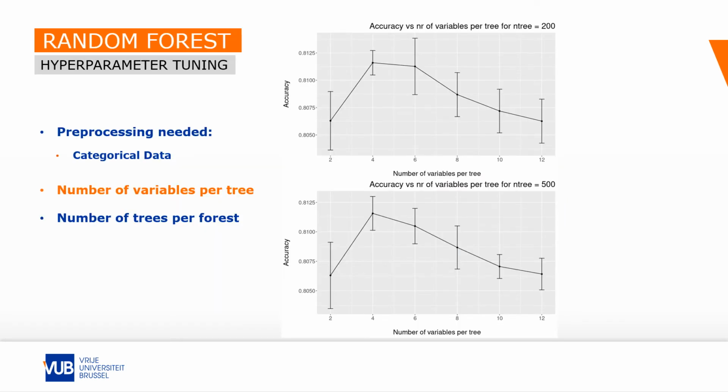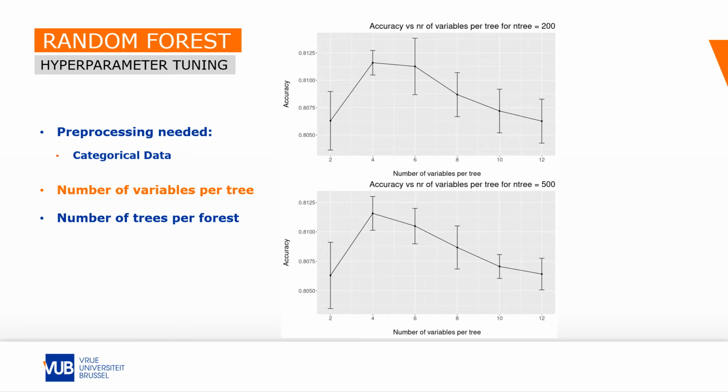A random forest combines bagging and random feature selection to reduce the variance of multiple non-pruned decision trees. The two main hyperparameters we tuned are the number of variables per tree and the number of trees that the forest consists of. On this slide, we show the influence of the number of variables per tree on the accuracy. When having less than 4 variables per tree, we have too little information per tree.